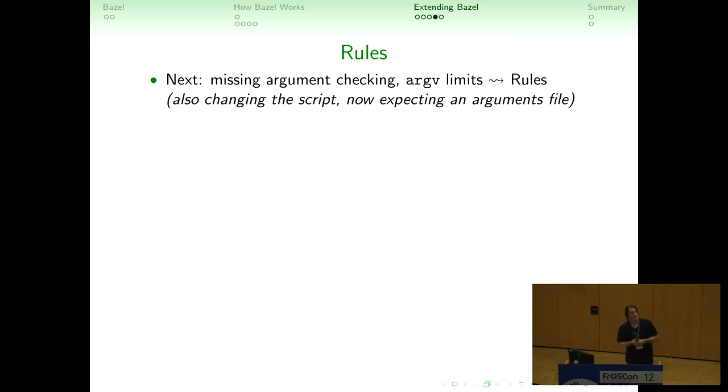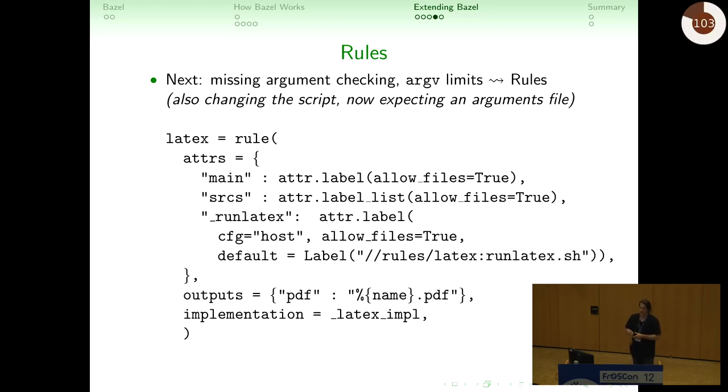So you change your script to say, okay, instead of providing all the arguments, I provide you with one file which contains all the parameters you need to know, in particular all the source files. And you change your macro to a rule. Note, the only thing I have to change is that one file which contains the specification of what I want to build. Okay, and then you say LaTeX equals rule, that makes that name a rule, and you specify the attributes of that rule together with the expected type. So I expect main to be a single label, and I expect sources to be a list of labels, and I also declare that implicit parameter on the build tool.